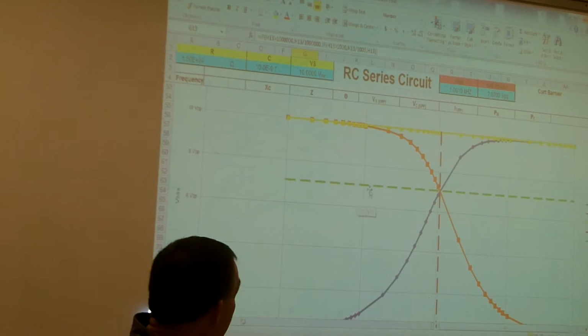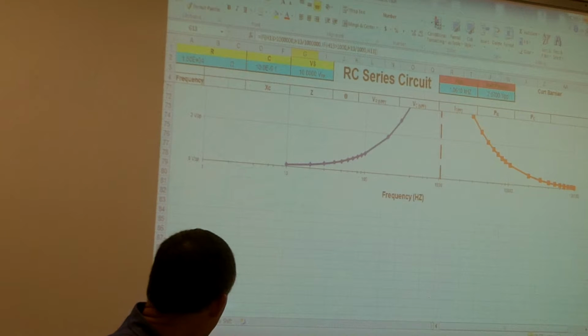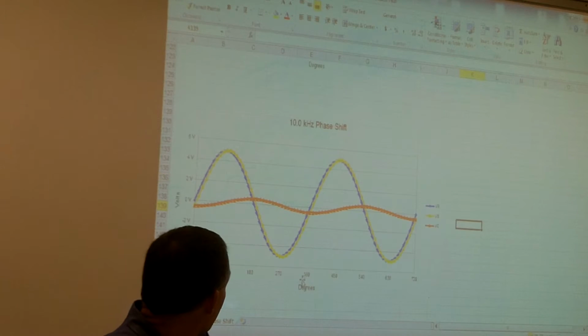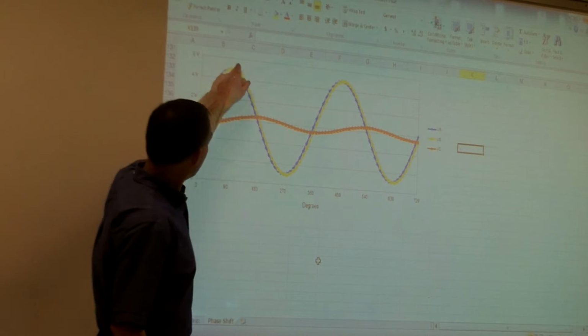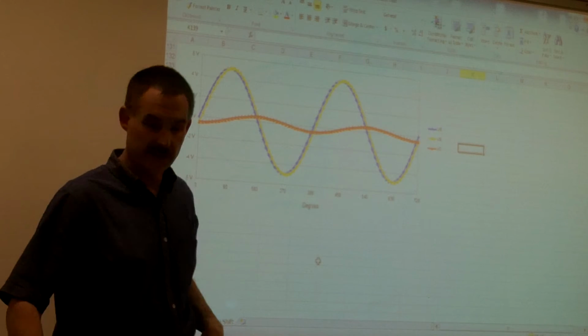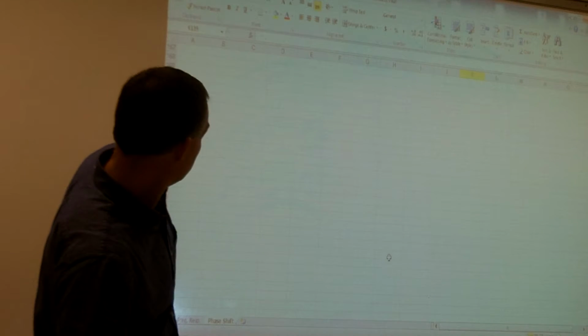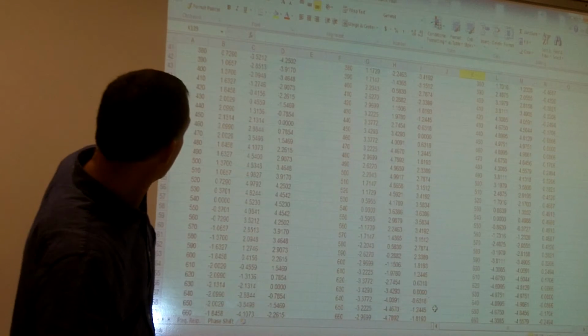So here's our frequency response curve of an RC circuit, and then we also calculated our phase shifts for all the different frequencies. We can actually have Excel graph out our sine waves. When do we learn how to do that? If you ever want to know, I can show you.